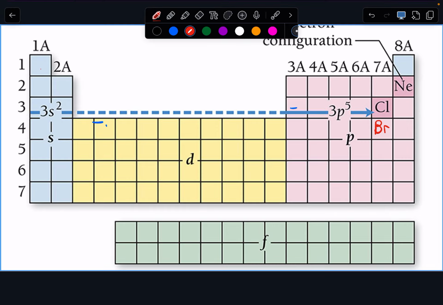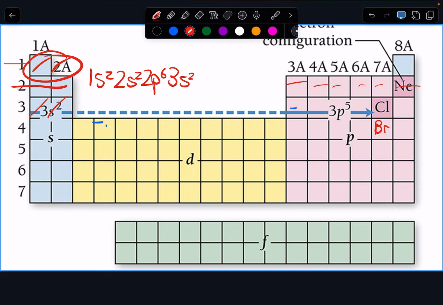Okay, so starting at the top, 1s2, 2s2, 2p, 1, 2, 3, 4, 5, 6, 3s2, all the way across, 3p, 1, 2, 3, 4, 5, 6, down to the next one, 4s, 1, 2.